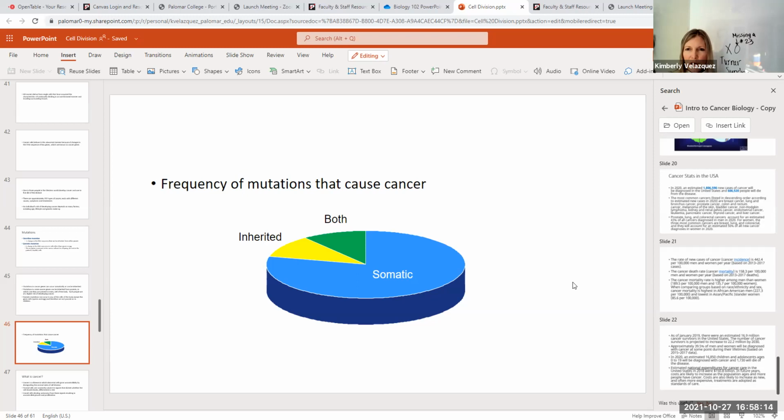Lots of things that we don't have control over, pesticides in our food, plastic bottles, things like that, all of these chemicals in our world that can cause changes to your cells during your lifetime. So most of these mutations are acquired.